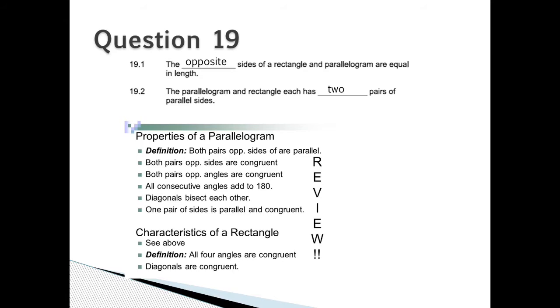Both pairs of opposite angles are congruent. All consecutive angles add to 180 degrees. Diagonals bisect each other. One pair of sides is parallel and congruent. The characteristics of a rectangle are the same as the above, and its definition is all 4 angles are congruent. Diagonals are also congruent. So for 19.1, the opposite sides of the rectangle and parallelogram are equal in length, and 19.2, the parallelogram and rectangle each has 2 pairs of parallel sides.